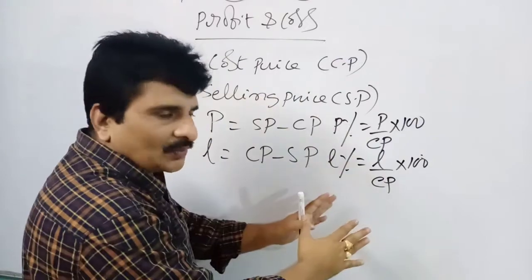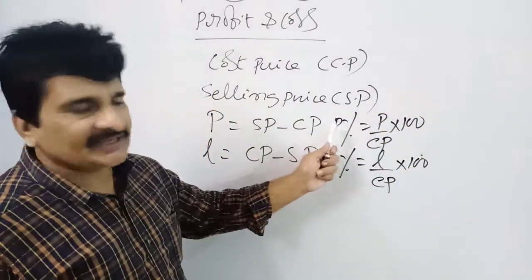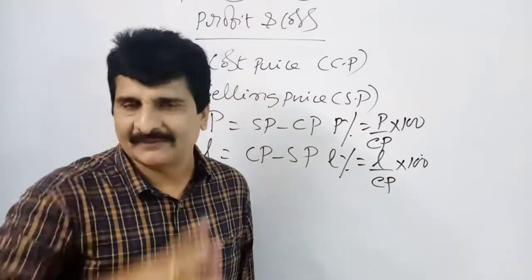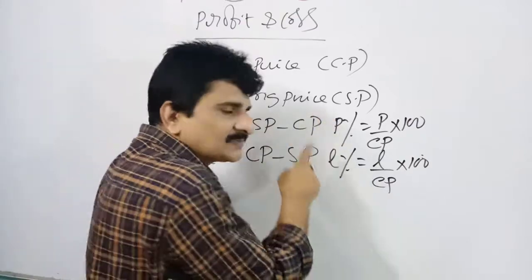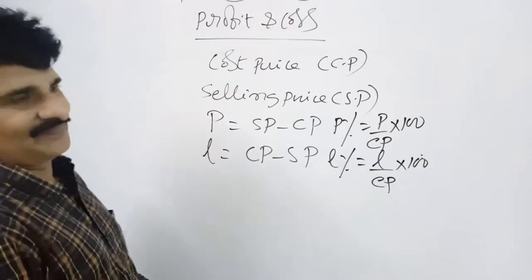Now I am going to tell you a very important point. If you remember that point, no need to learn these formulas by heart. The profit percentage or the loss percentage is always to be calculated on cost price only. This is the very important point we have to remember always. Profit or loss percentage always to be calculated on CP only.